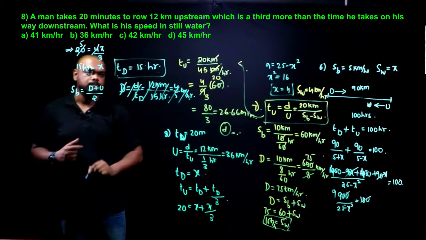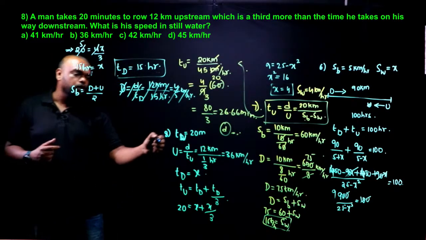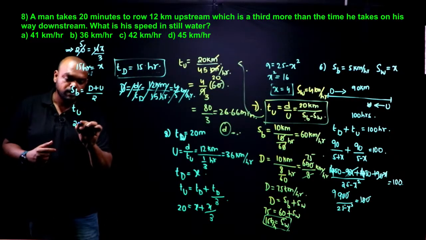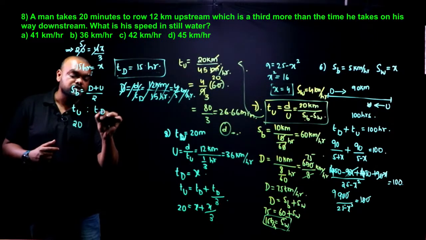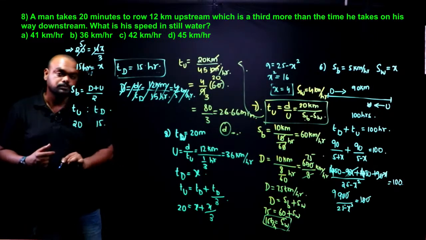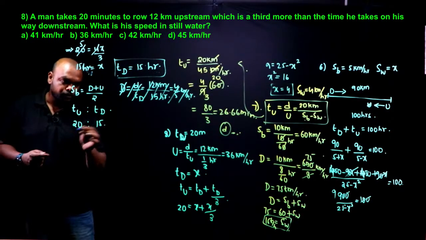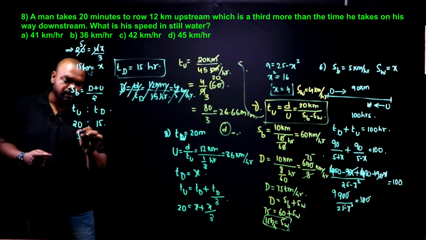Hold on. Observe. We know time taken during upstream is 20 minutes, whereas time taken during downstream is 15 minutes. Okay. Now we have the time ratio. What is it? 5 into 4, 5 into 3.